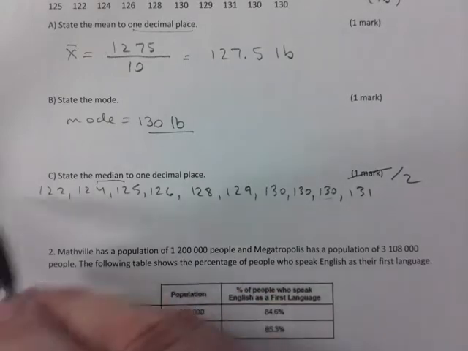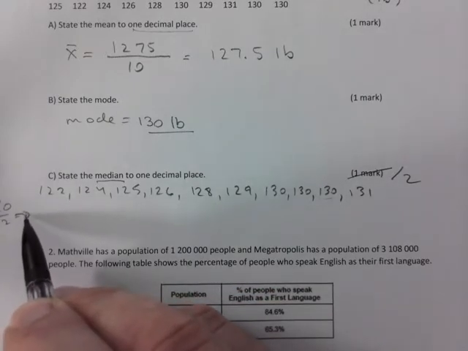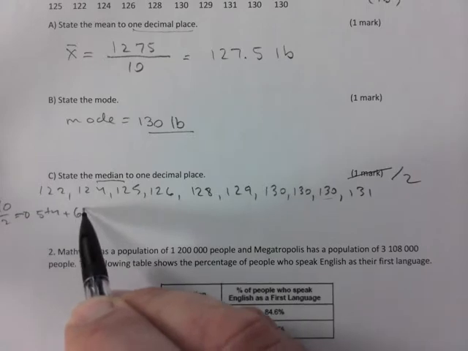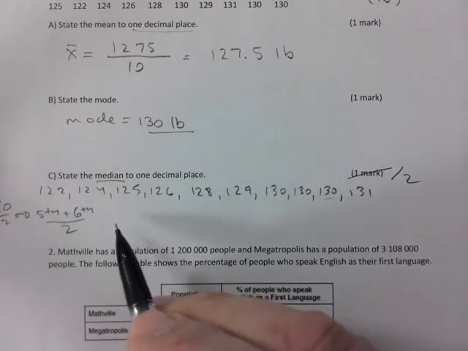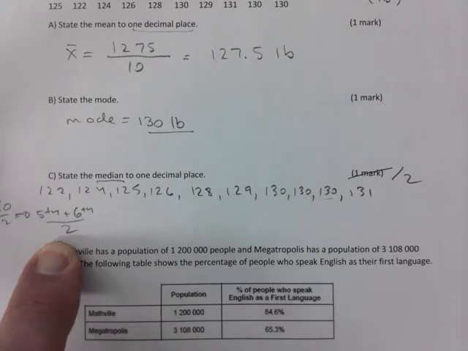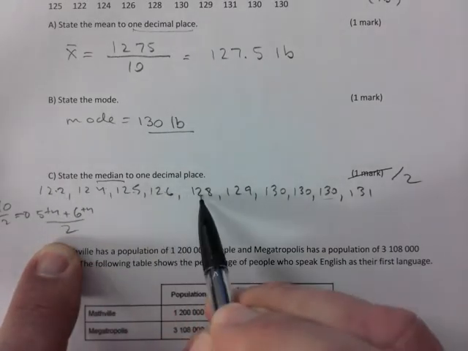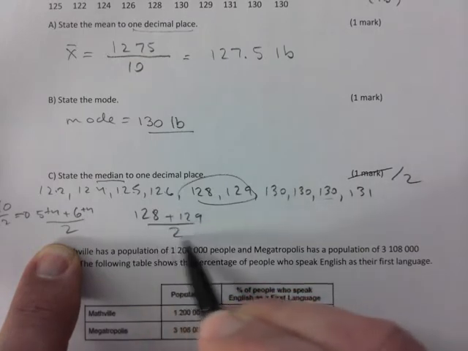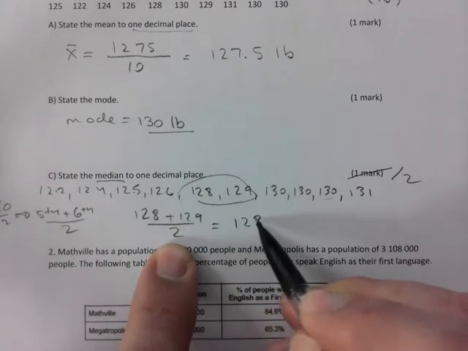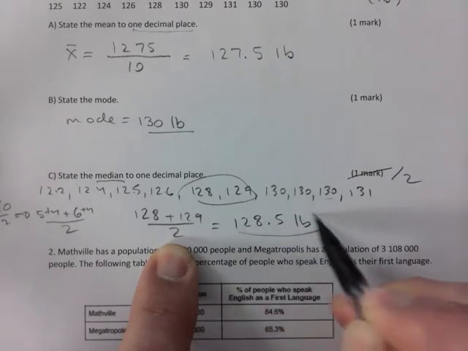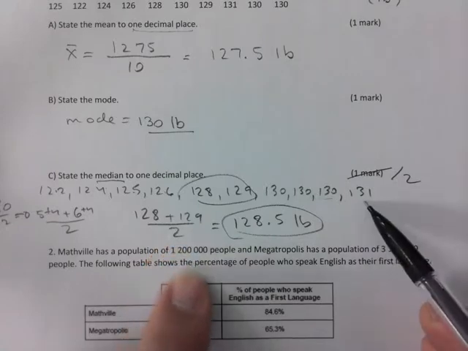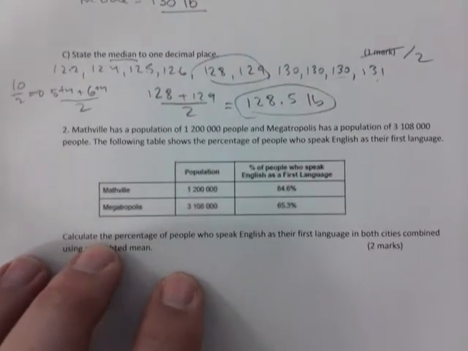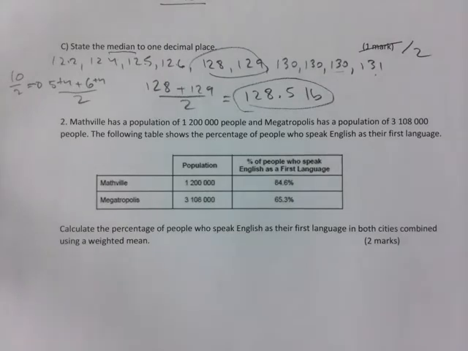And so because it's 10, I need to take the 5th, 10 divided by 2. I'm just going to go arrow. I need to take the 5th and the 6th and divide that by 2. Some of you are not dividing by 2, so remember to do that, okay? So 1, 2, 3, 4, 5, 6, right? So basically to find a median, I will just add up those 2 and divide it, and you get 128.5 if you do that correctly. So you get 1 mark for arranging it and 1 mark for coming up with 128.5 pounds. So half of the points are below it, half are above it. Okay, that's the median.